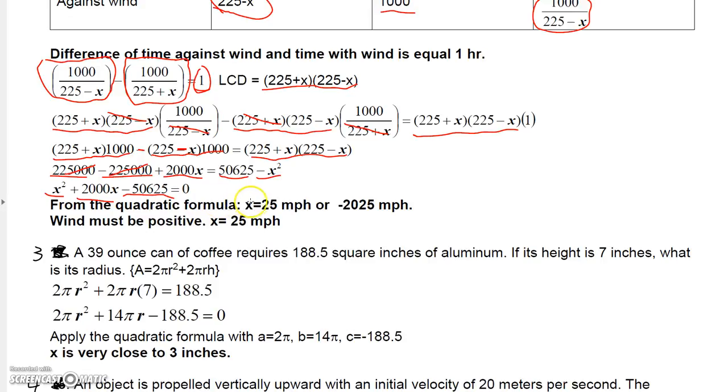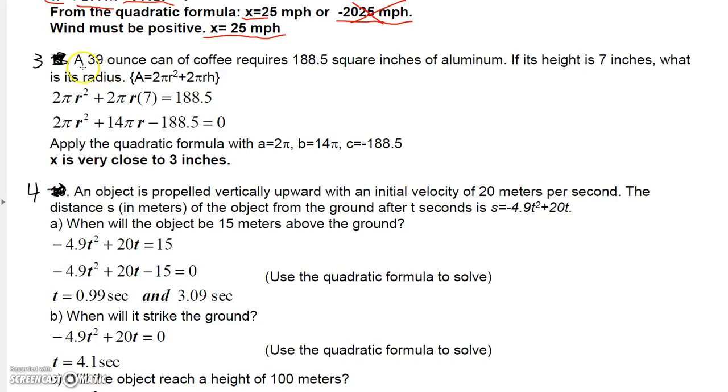But I just use the quadratic formula, and when I plug A, B, and C in, A being 1, B is 2,000, and C is negative 50,625, I got x equals 25 or x equals negative 2,025. Well, that didn't make sense for the speed of the wind, so the speed of the wind is 25 miles per hour. I'll let you read number 3, and I'll walk you through how I solved it.